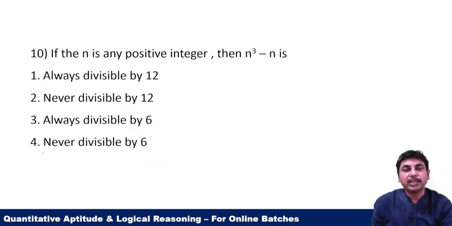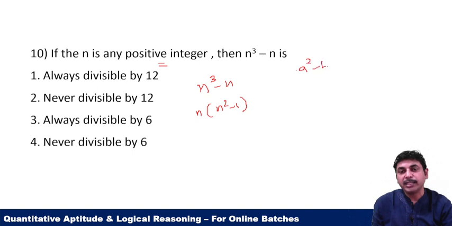Now let us go for the next one. That is, if n is any positive integer, then n cube minus n is. Okay, so n cube minus n can be written as n into bracket n square minus 1. Right. Now again, by using this property, a square minus b square is equal to a plus b into second bracket a minus b. So this can be written as n plus 1 and n minus 1.